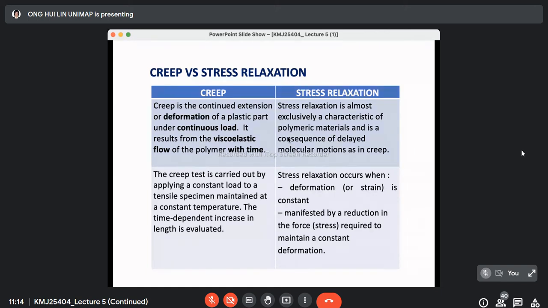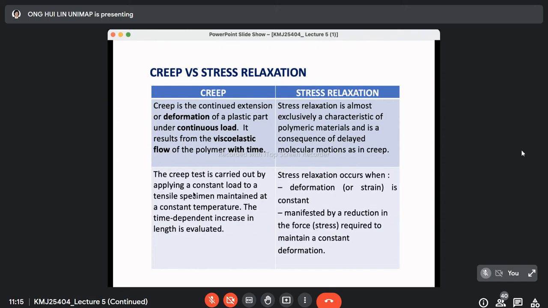So here is about the consequences of delay of molecular motion, as in creep. Maybe this is not a really good sentence. You can restructure it or redo it. And like I just told you, you can plot the graph. Then you let the reader understand more, and also yourself. If you understand, you have no problem doing the comparison well.